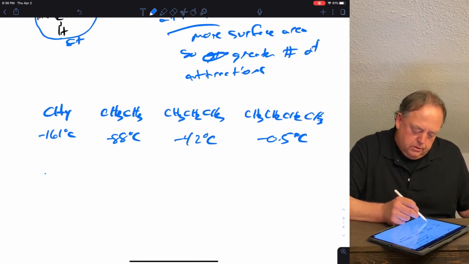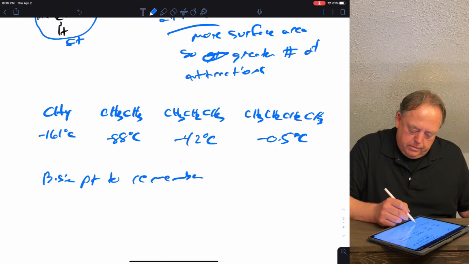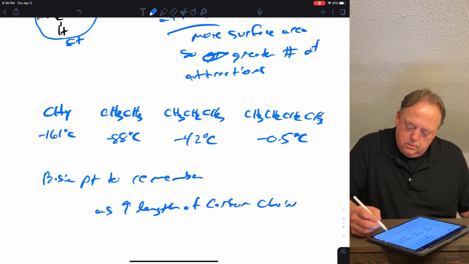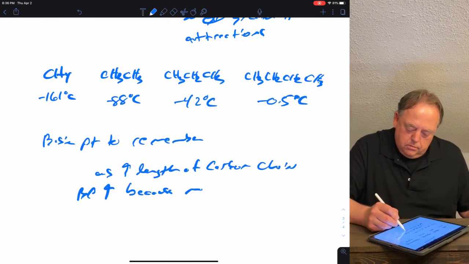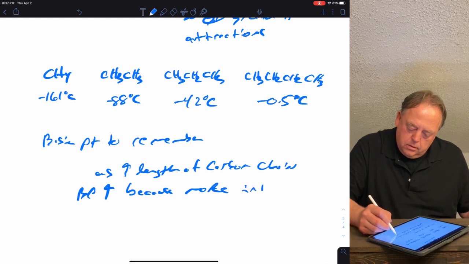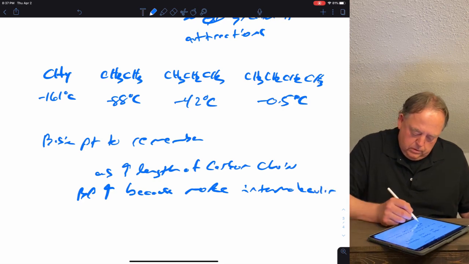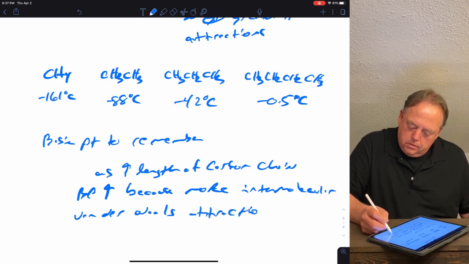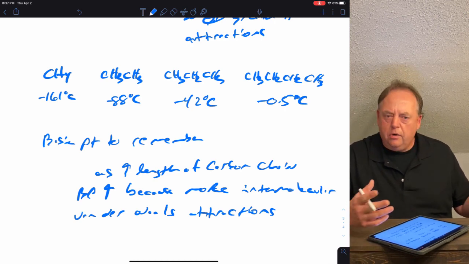So the basic point to remember is that as you increase the length of the carbon chain, the boiling point increases because there are more intermolecular Van der Waals attractions, or London dispersion forces, or induced dipole attractions, right? All the same.